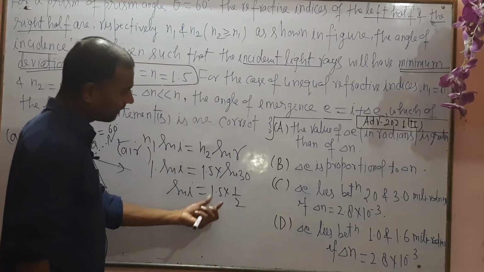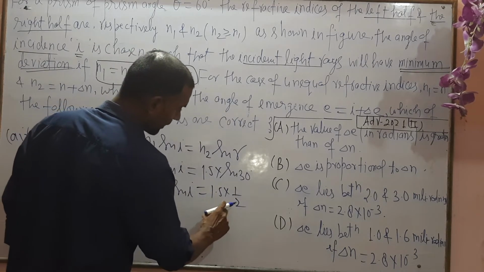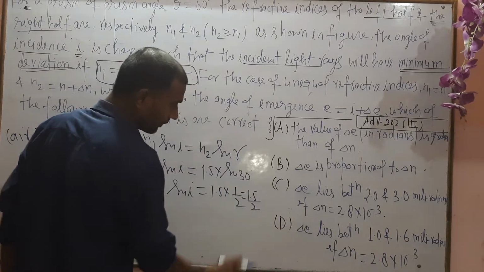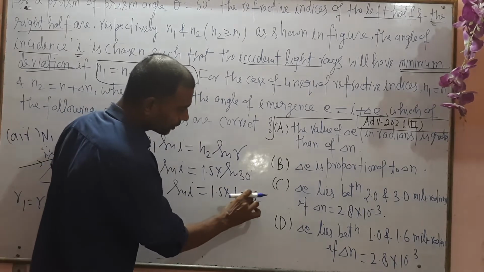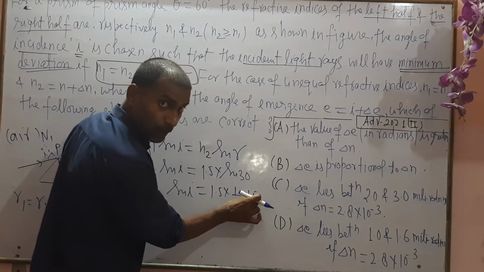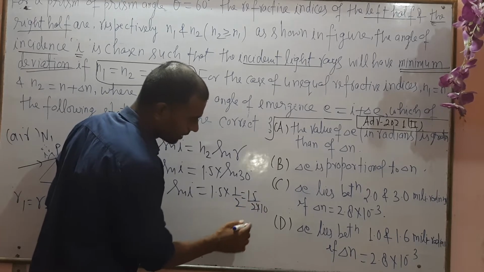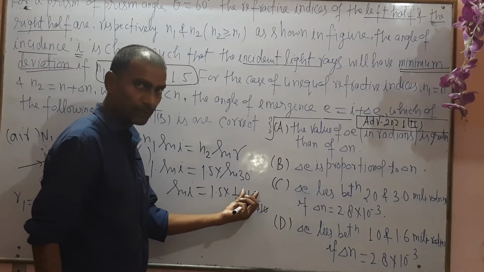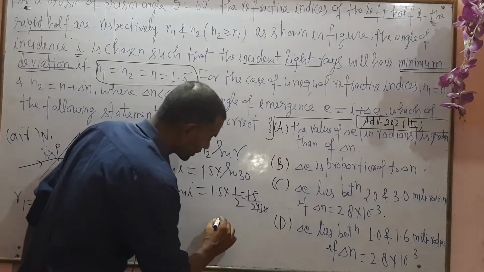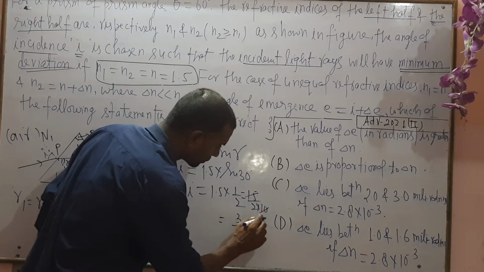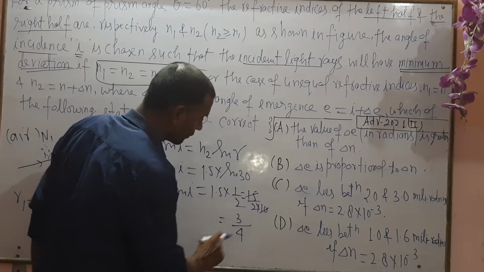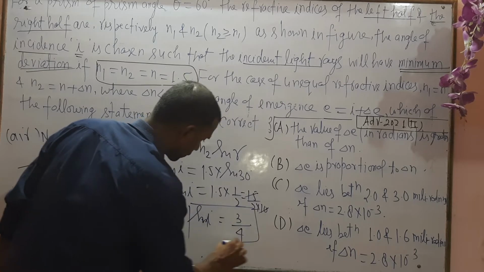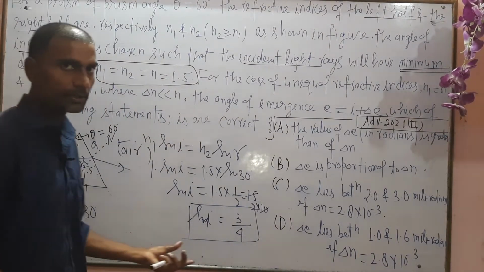And what will happen? This is 1.5 divided by 2, and this is sine i. If we remove the decimal point, this becomes 15 into 10. Then cancelling 15 and 10, 5 threes are 15 and 5 twos are 10, and this is 4. Then that value equals sine i equals 3 by 4.